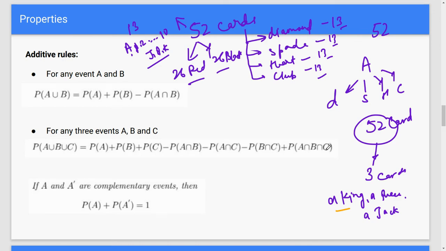First of all, you really need to find the size of the sample space. Size of sample space means, out of 52 cards, all the possible combinations of three cards will be your sample space. If you were drawing four cards, all the possible combinations of four cards would be your sample space. So the size of the sample space is precisely written as 52C3. Are you all aware of this particular symbol, combinations?